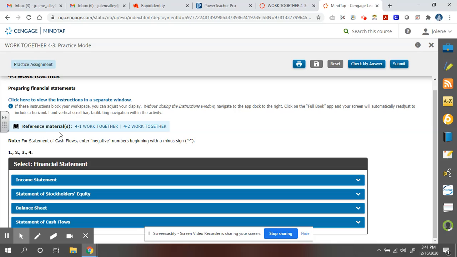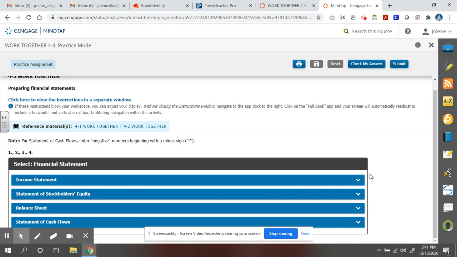Up here, our reference materials for 4-1 work together and 4-2 work together are going to be needed to fill these in. Just warning you right now. All the data, all the numbers that we're going to need are on these documents, 4-1 and 4-2 work together.